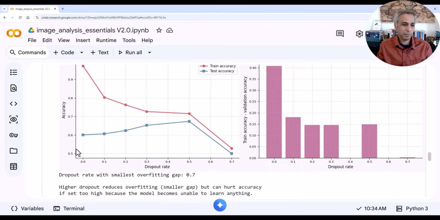Yeah, obviously from the plot you can see the accuracy actually goes down to about random, like 50%, when the dropout rate is 0.7. That means the model is not learning anything.